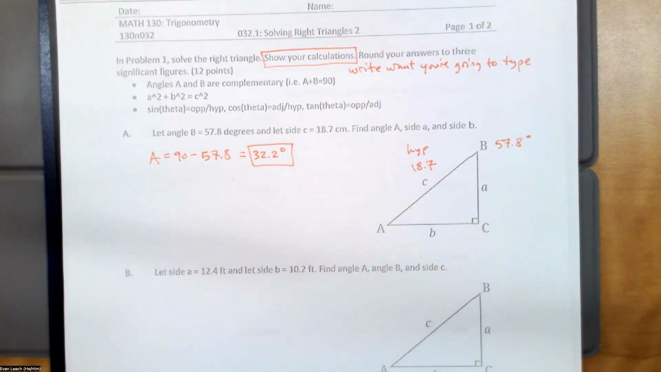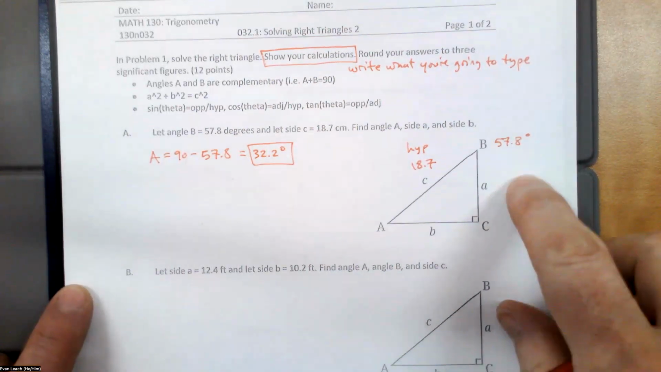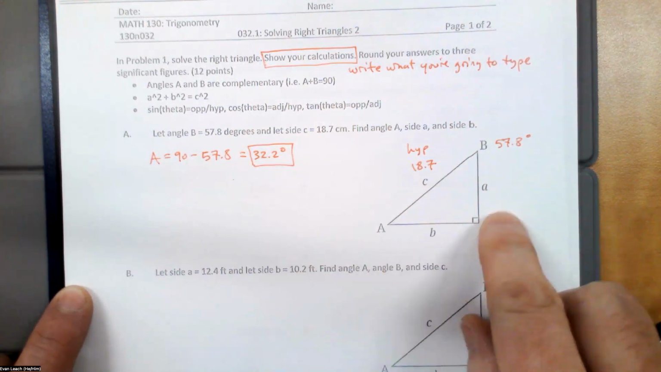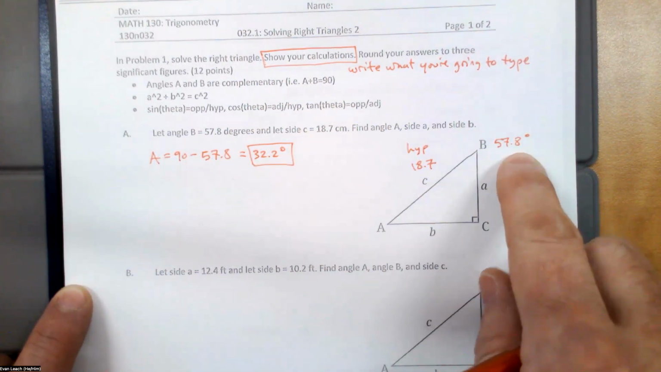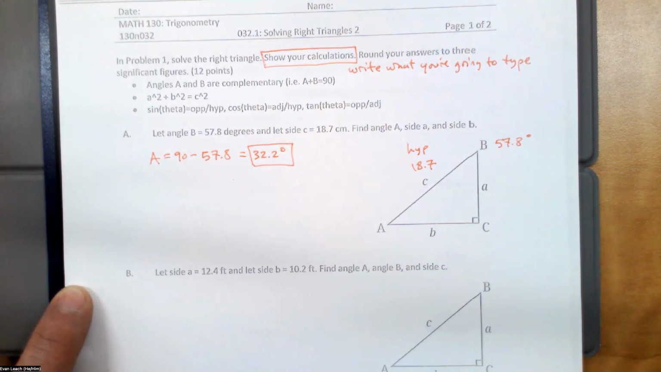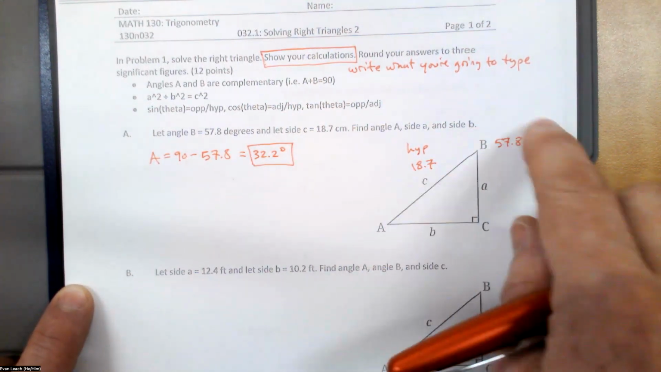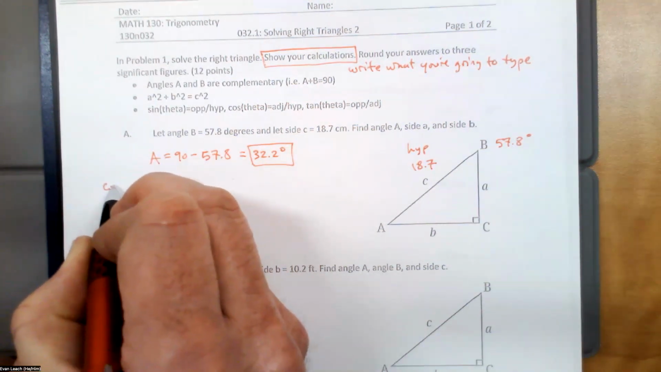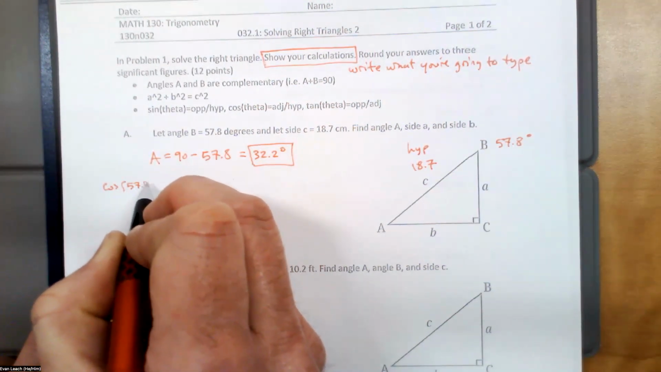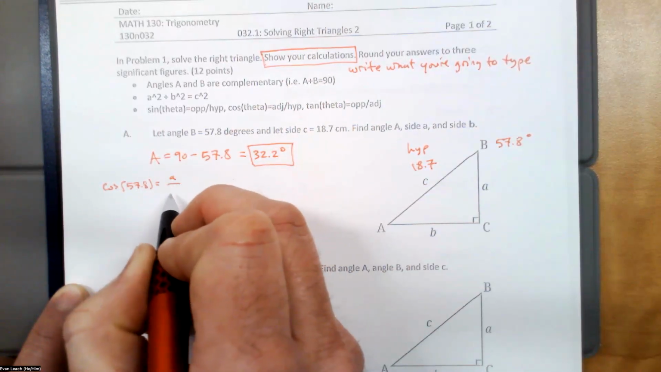There's only one, and we also want to remember that that is the biggest side. So if we get a side that's more than 18.7, we messed up, and we need to fix it. So we got a hypotenuse. Now, if I'm going to use the 57.8, what is A relative to the 57.8 degree angle? Adjacent. So A is adjacent to the 57.8. I've got a hypotenuse. A is adjacent to 57.8. So which trig function am I going to use? Cosine, because I've got adjacent, hypotenuse, and here's my angle. So I could say cosine of 57.8 is adjacent over hypotenuse.